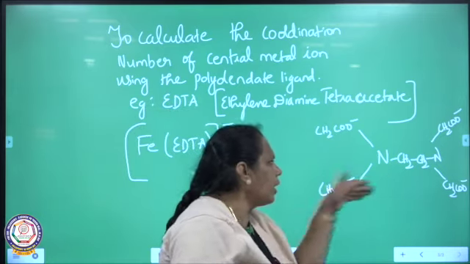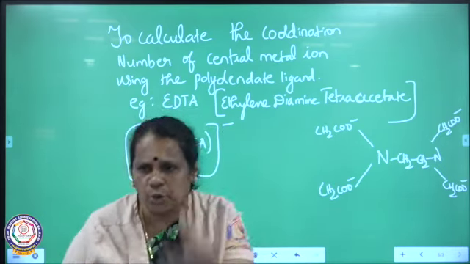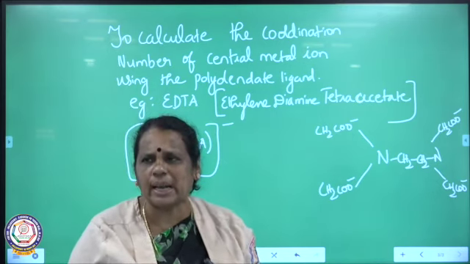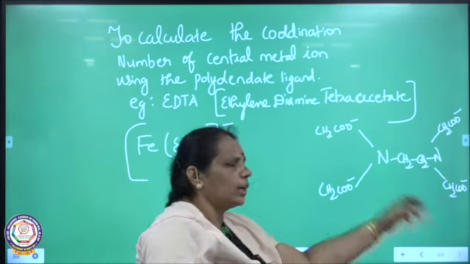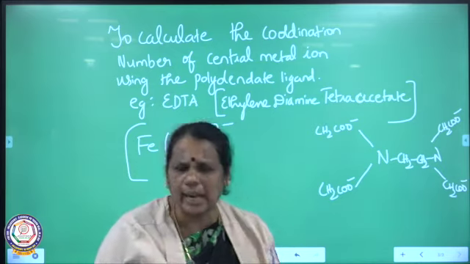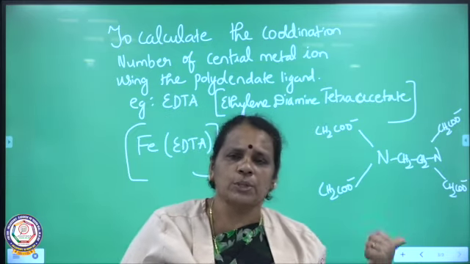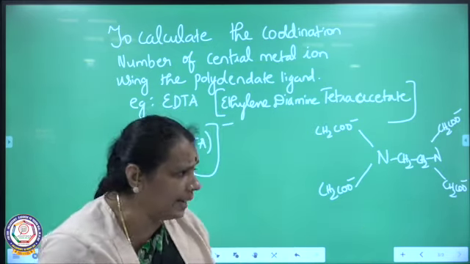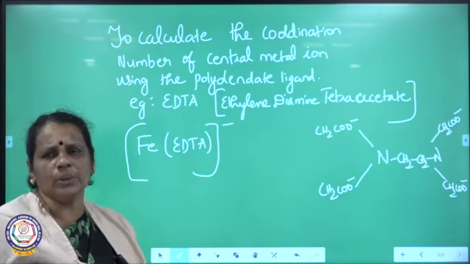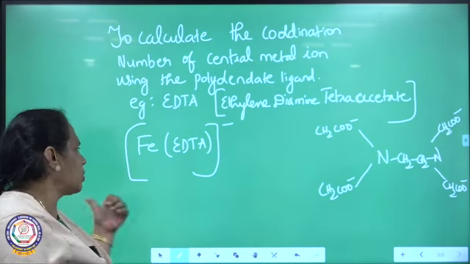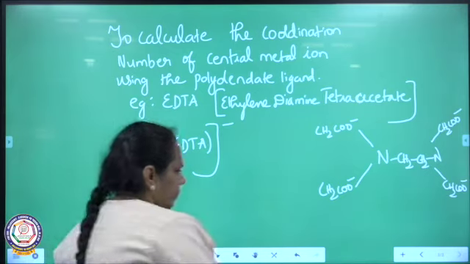So I talked about 4 oxygen atoms which donate 4 electron pairs to the central metal ion. Along with that there are 2 nitrogen atoms also available for the central metal ion. So we can quote this for polydentate. Now we are going to see how this EDTA is attached to the central metal ion.